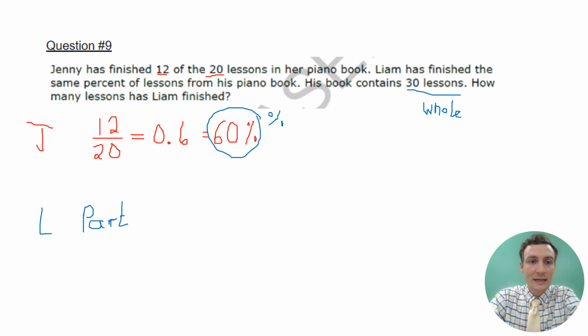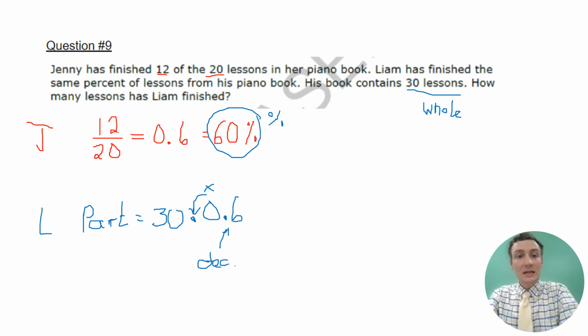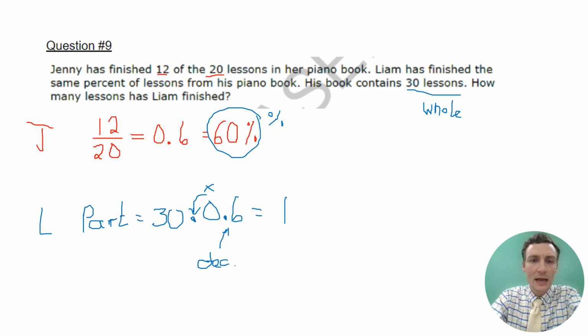I get 30, which is my whole, times my percent, which is 0.6. See how we have the decimal values of percents used all the time? And again, this is multiplication, times, and this is a decimal. Okay, 30 times 0.6 will get me my answer, and what this comes out to is 18.